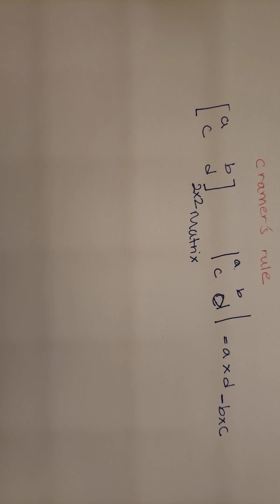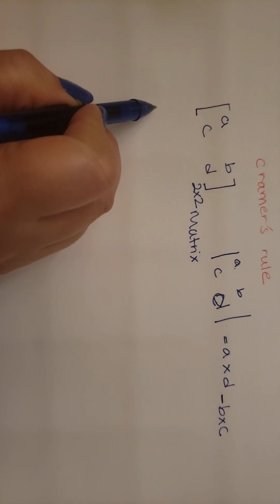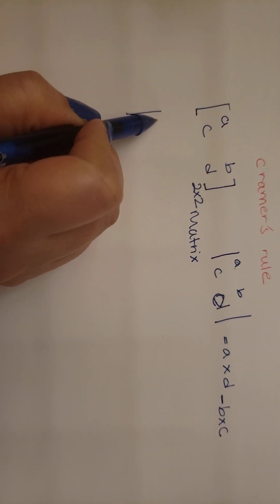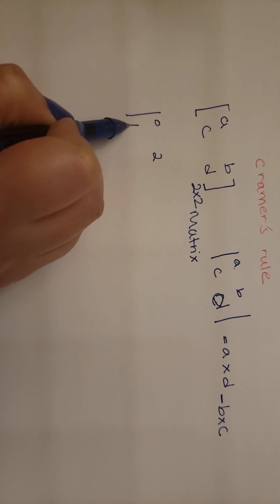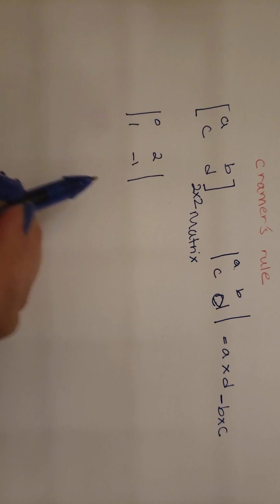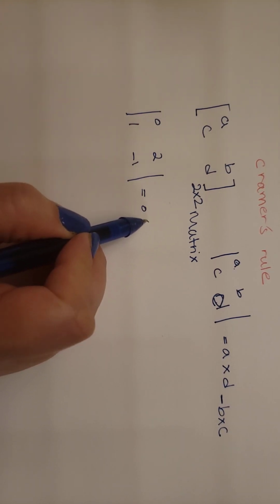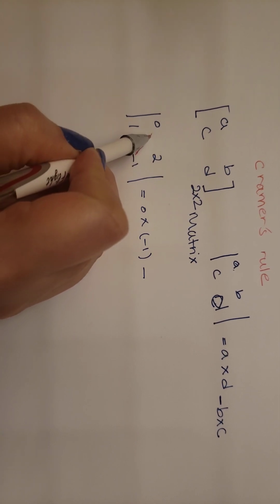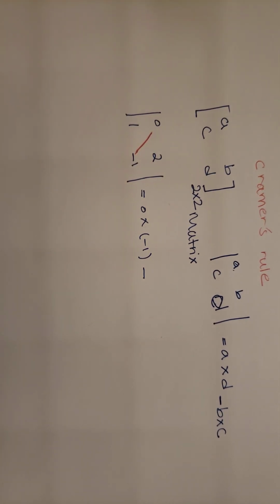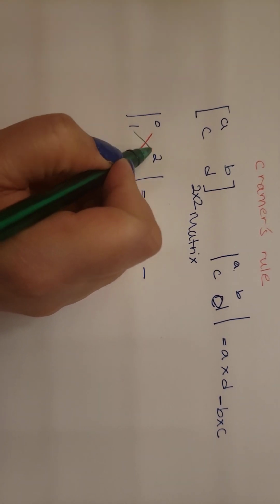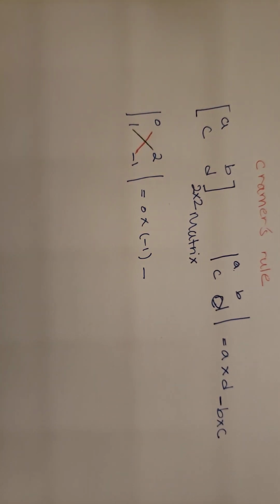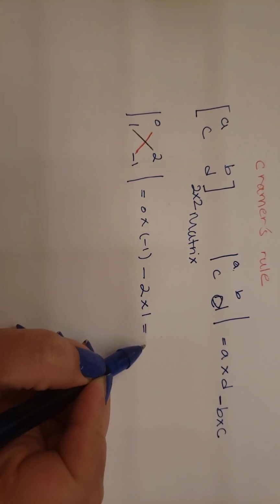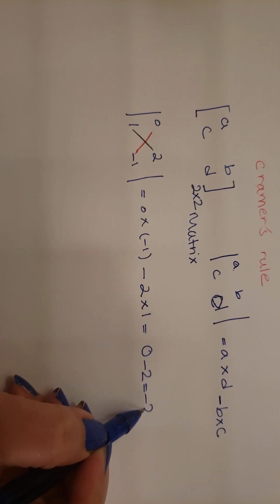So let's do a few examples. Let's say the matrix is 0, 2, 1, -1. Let's find the value of this determinant. That would be 0 times -1, minus the other two numbers multiplied, which is 2 times 1. So it would be 0 minus 2, which is -2.